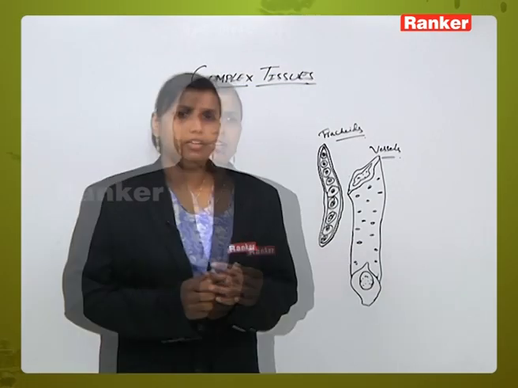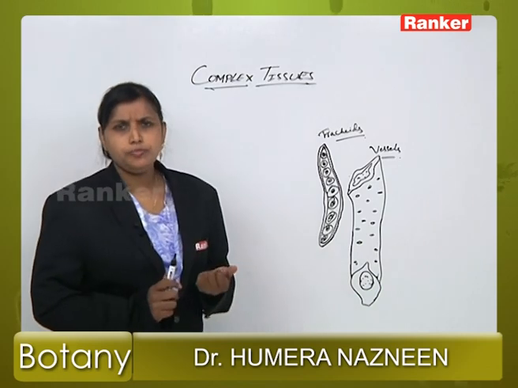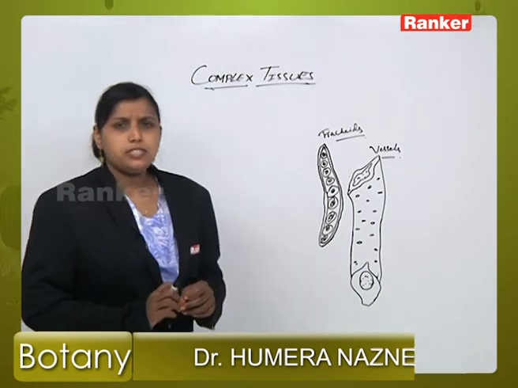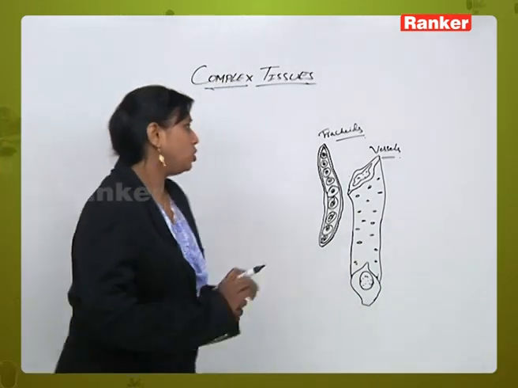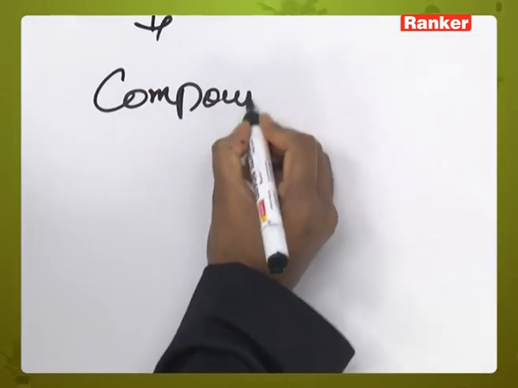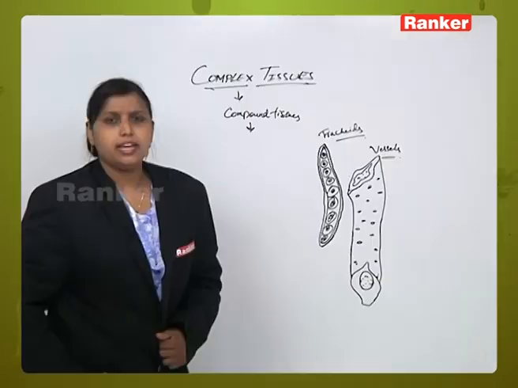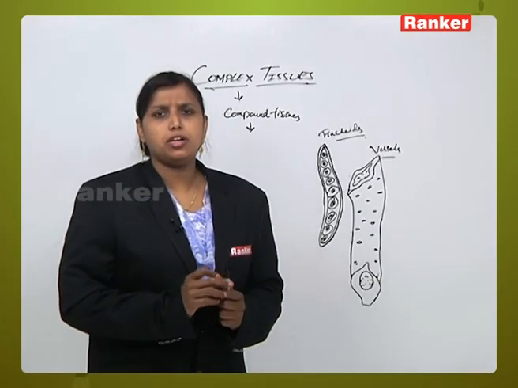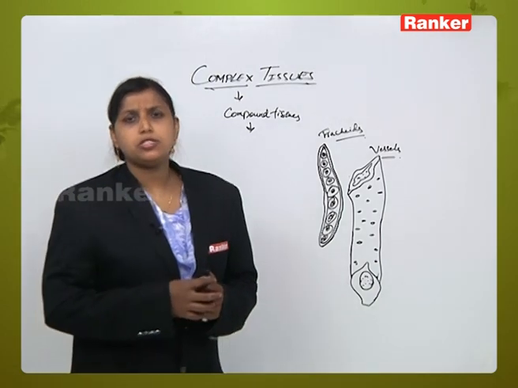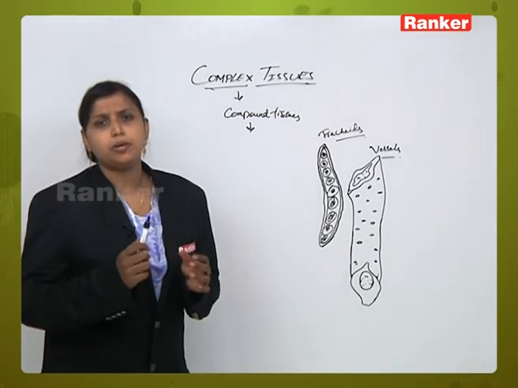Today we will be starting a topic which is left over in the section on complex tissue. What are complex tissues? Complex tissues are also called compound tissues. As we said earlier, compound tissues or complex tissues are those tissues which have a set of different types of cells combined together to perform a common function.